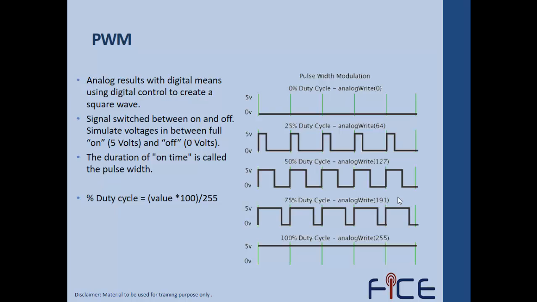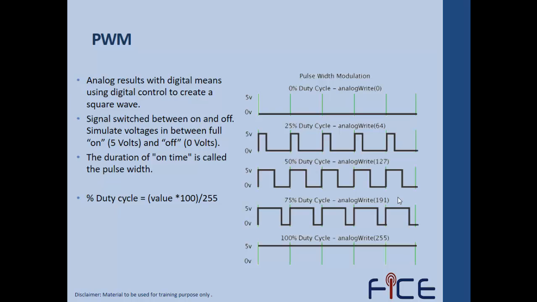What is a PWM? PWM stands for pulse width modulation, which is used for analog results with the help of digital means. It uses a digital control to create a wave. So what we are doing in PWM, we are using a digital pin to control an analog signal.